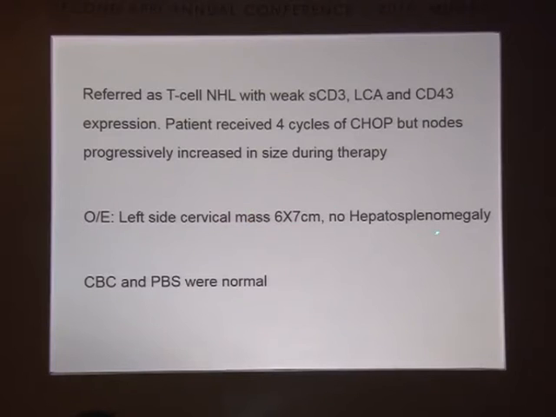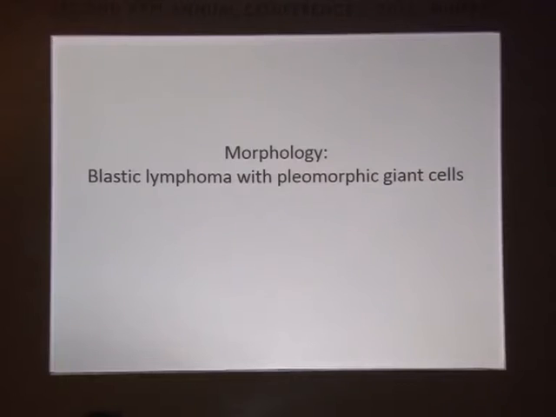So a big mass, no liver or spleen involvement, peripheral smear and bone marrow were normal. So only a lymph node, a big mass. We got the biopsy blocks from outside. So these are the slides. We cut our sections and it shows lymphoma with some pleomorphic tumor cells. The whole thing is lymphoma, has some weird sinusoidal pattern, but large cells in between. So we thought it's a blastic lymphoma with pleomorphic giant cells.